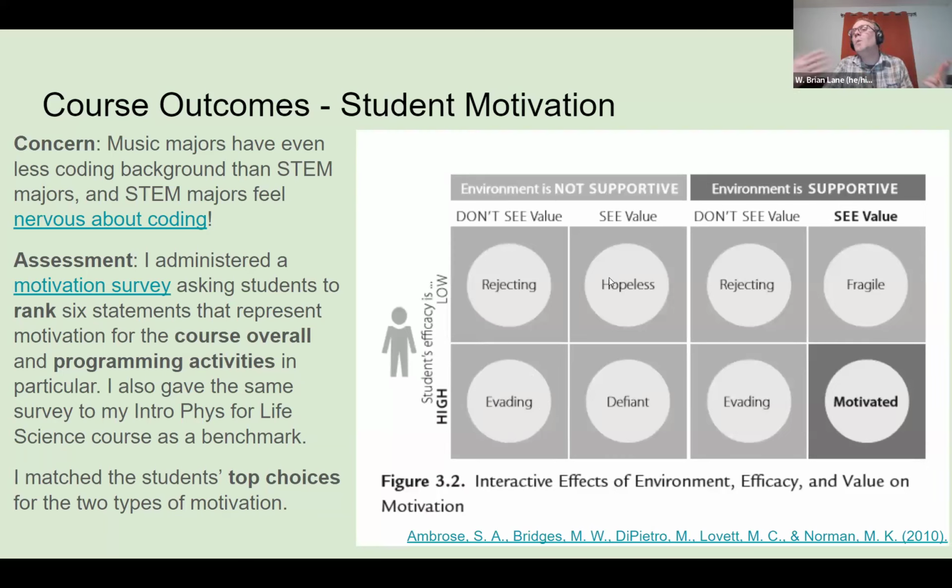You might find that students are hopeless in the course. They wish they could do better at it, but they just don't feel like they can. You might find that students are defiant in the course. This one's a fun one. This is where the student says, this is important, I can do it, and I'm going to show the teacher that he's wrong because he doesn't think I can do this. It's that defiant attitude. On the other hand, we might have students who are fragile, who say, okay, I would like to try this. Dr. Lane really can do this.